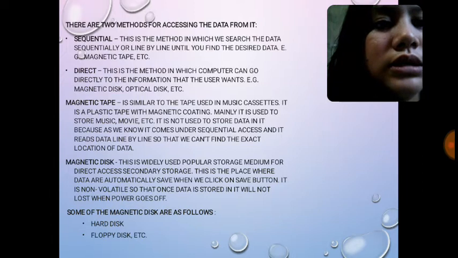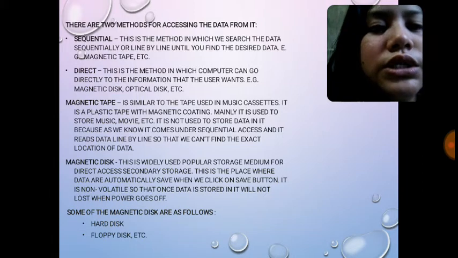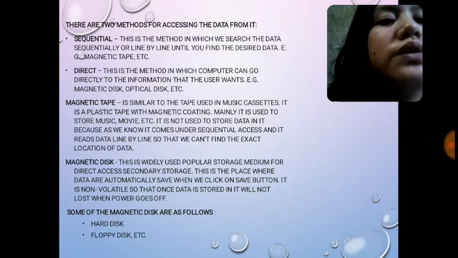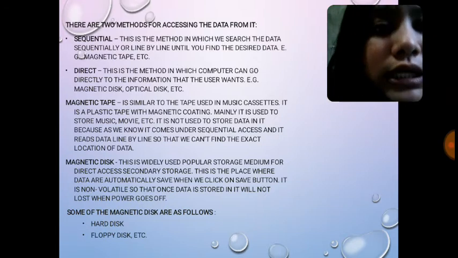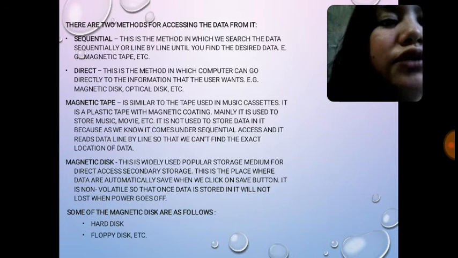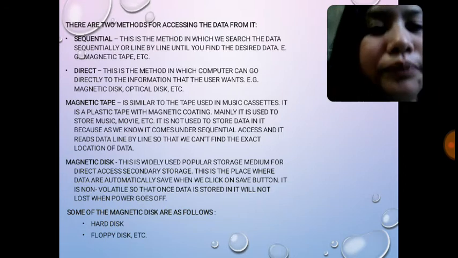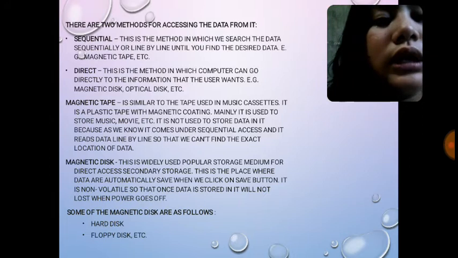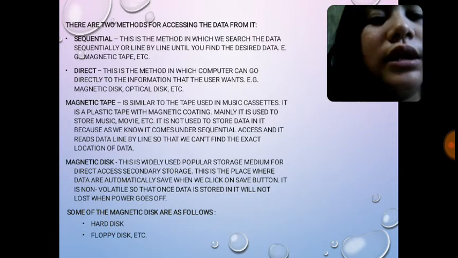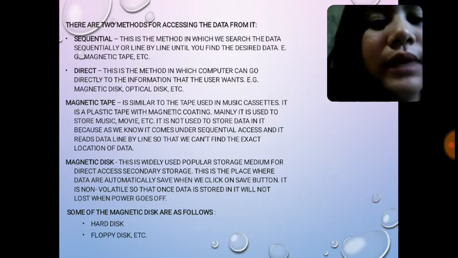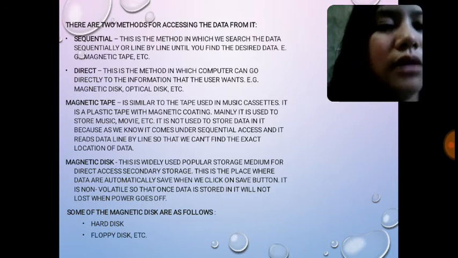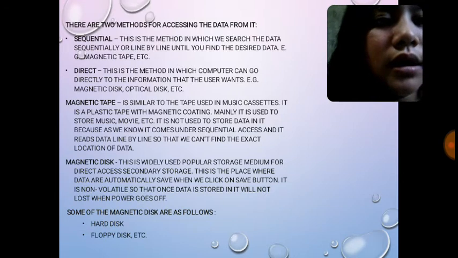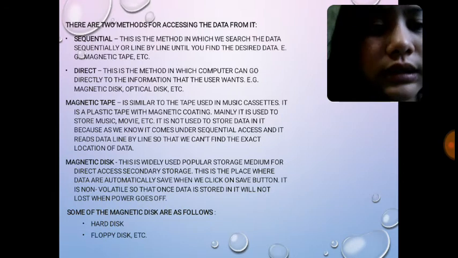There are two methods of accessing the data from it: sequential and direct. Sequential is the method in which we search the data sequentially or line by line until we find the desired data. Direct is the method in which the computer can go directly to the information that the user wants. Magnetic tape, magnetic disk, optical disk. Magnetic tape is similar to the tape used in a music cassette.